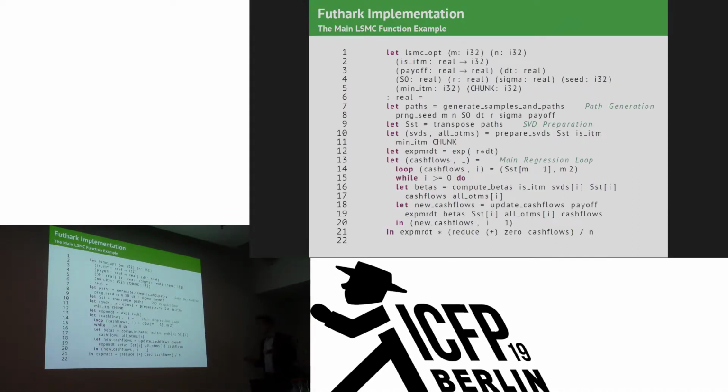This is a high-level main function of our code. This is how Futhark looks. This is where we call our main code. So basically, generate samples. These are two maps. This is the SVD preparation. It's another set of maps with a reduction. And the regression loop is two maps inside of a sequential loop. And in the end, we have a reduction. This is basically Monte Carlo simulation, like you have 1 million paths, and you want to find an average of that.